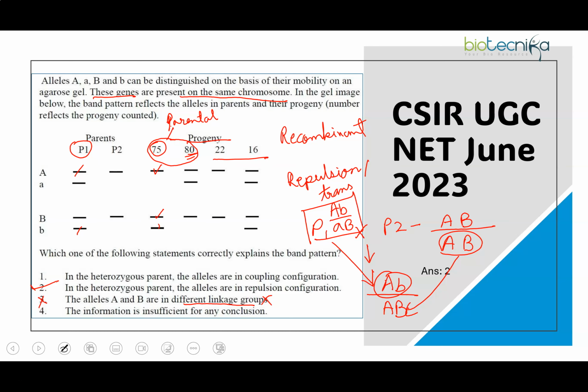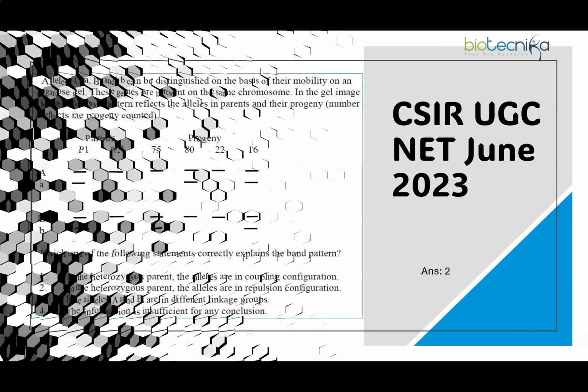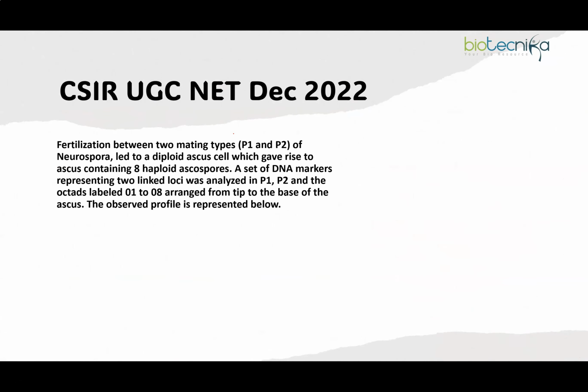Very easy. You don't have to do any calculation. Usually students run away from calculation, but these questions usually do not involve any calculation, though they definitely involve analysis. You have to analyze the band pattern given and link it with the concept of repulsion and coupling. Let's see another question, and this was from December 2022.